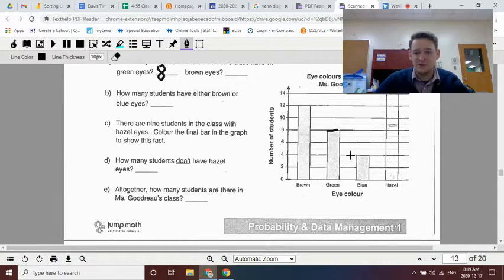Nice. And how many students have brown eyes? Well, we look at that bar and it goes all the way up to the 12. Okay. So it's pretty straightforward, these questions. I like questions like this where it makes you look at the graph.